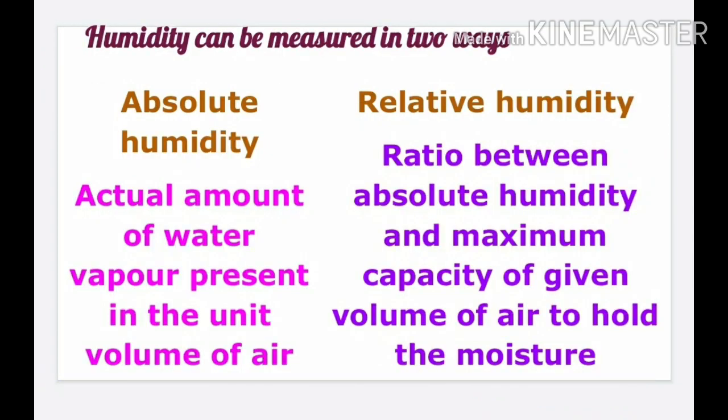Humidity can be expressed in two ways: absolute humidity and relative humidity. Absolute humidity means the actual amount of water vapor present in a unit volume of air at a particular temperature. Relative humidity is the ratio between absolute humidity and the maximum amount of water vapor that the same volume of air can hold at the same temperature. So relative humidity is expressed in percentage.